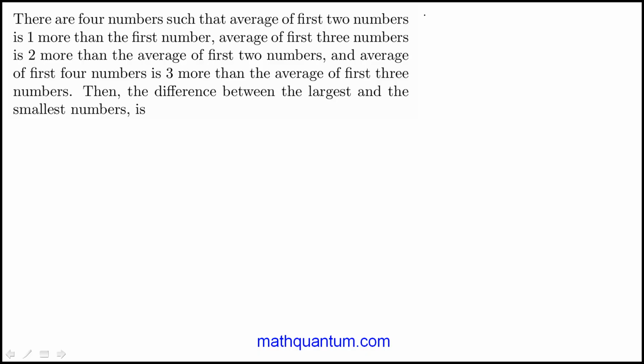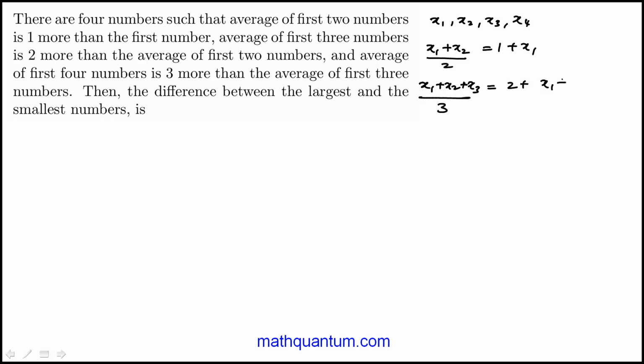So the first thing we'll do here is to translate these relationships algebraically. So let's say these are the four numbers. The first condition is that the average of the first two numbers, their sum divided by 2, is 1 more than the first number. And then the average of the first three numbers, so that would be their sum divided by 3, is 2 more than the average of the first two numbers.